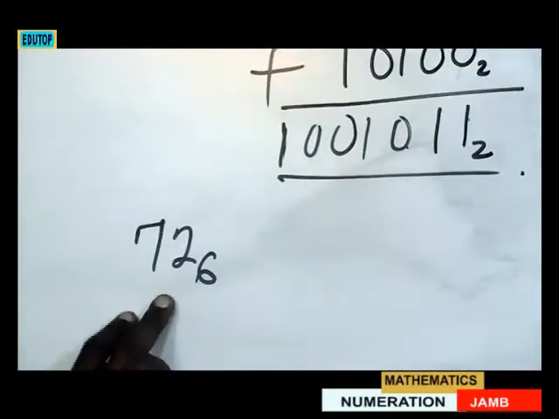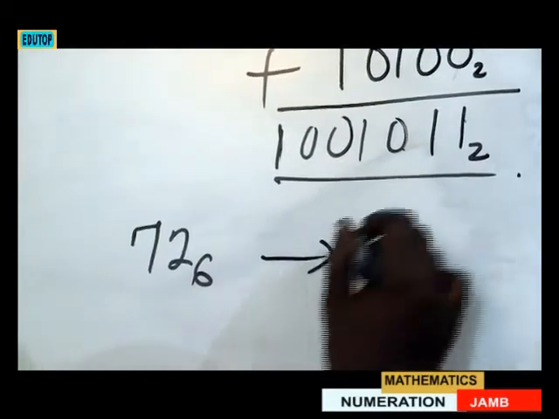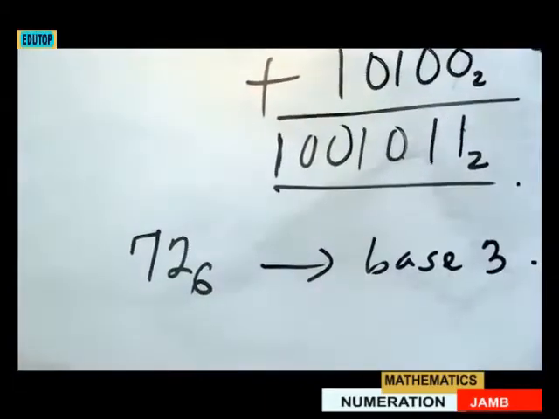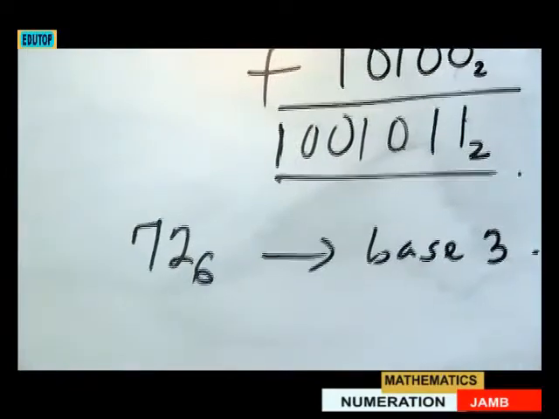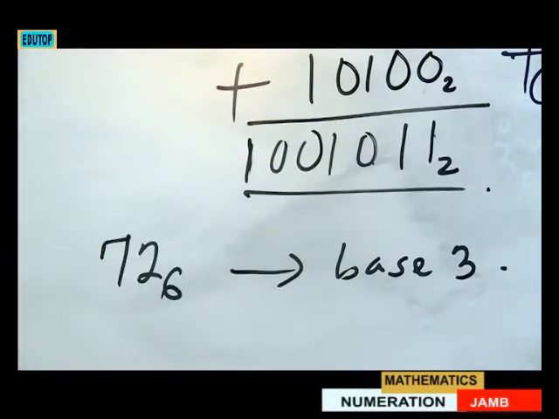Question 3, which says that convert 72 base 6 to a number base 3. We are asked to convert 72 base 6 to base 3. So in this situation, we have to convert to what? Base 3. Here, we cannot convert this directly to base 3 because base 10 is the standard base. So what we need to do is to convert this to base 10 first. After we have converted it to base 10, we can now convert to base 3.